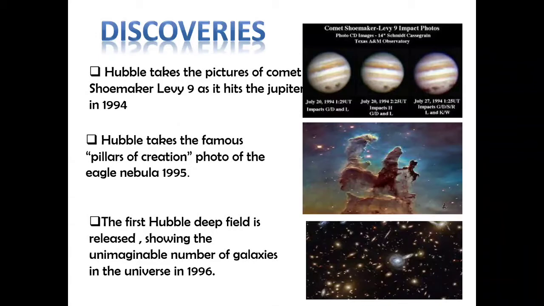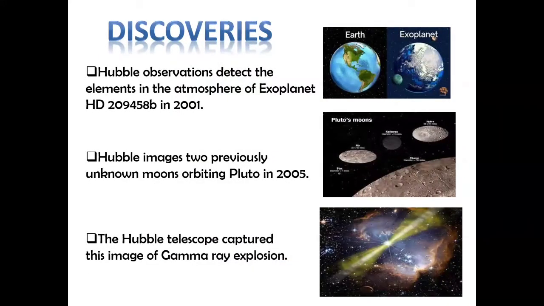A few major discoveries of the Hubble telescope. Hubble took pictures of comet Shoemaker-Levy 9 as it hit Jupiter in 1994. The second photo is the Pillars of Creation in the Eagle Nebula in 1995. The third photo in this slide is the Hubble Deep Field, the first Hubble Deep Field released, showing the unimaginable number of galaxies in the universe in 1996. Next.